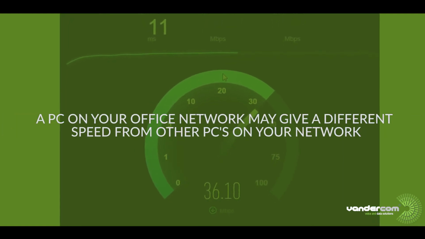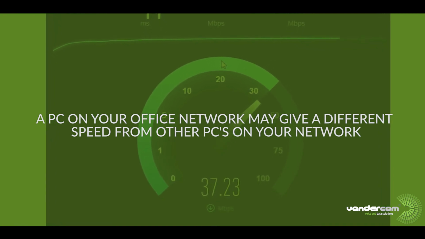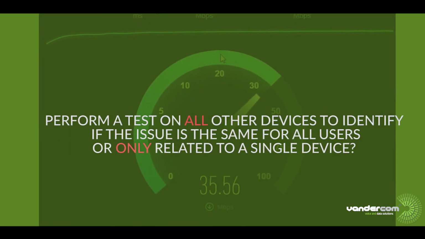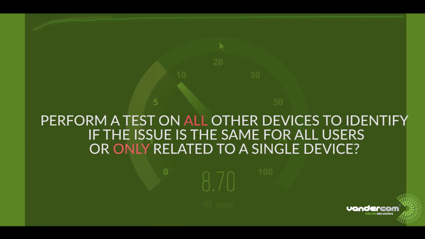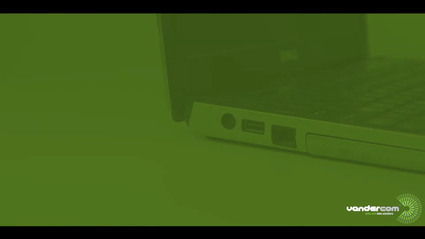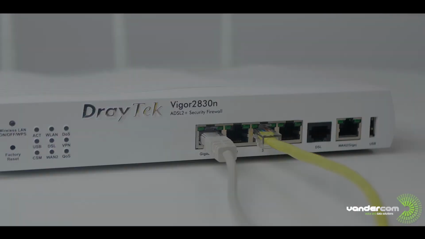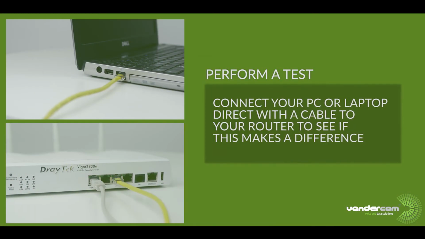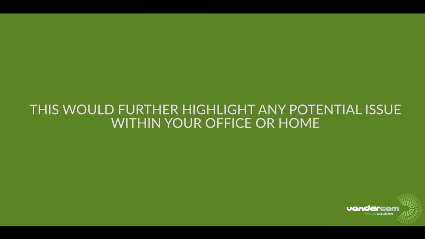A PC on your office network may give a different speed to that of another PC, so perform a test on all other devices to identify if the issue is the same for all users or only related to a single device. Test with a PC or a laptop connected directly to your broadband router to see if this makes a difference. This would further highlight any potential issue within your office or home rather than with the broadband service.